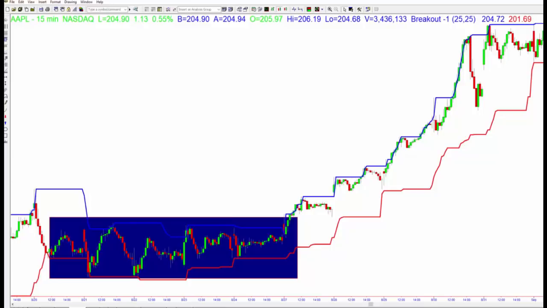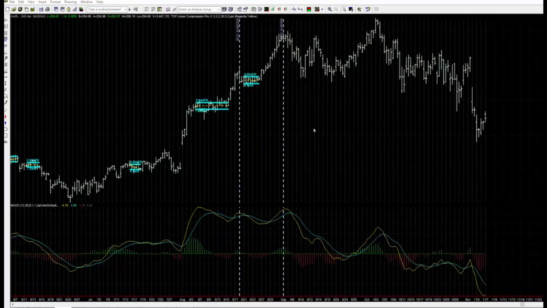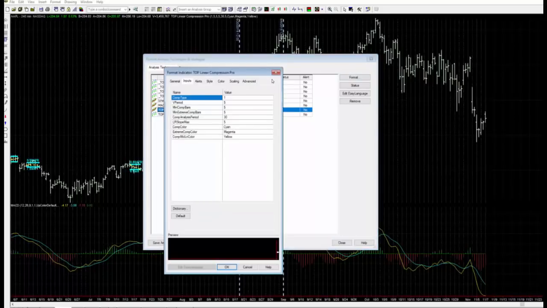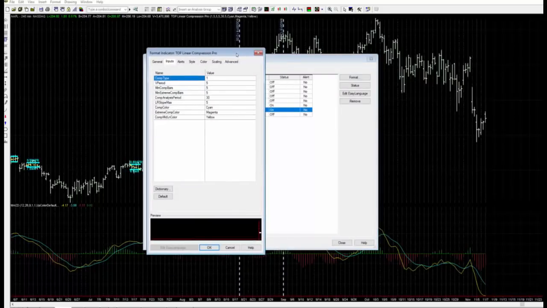I'm going to open up my format indicator dialog box here. So this is the Linear Compression Pro. Let's format that. This is really cool because it allows you to do a number of things. For the first parameter here, this is compression type. It's a COMP type, and you can type in 1, 2, or 3. There are 3 different mathematical formulas that define compression.